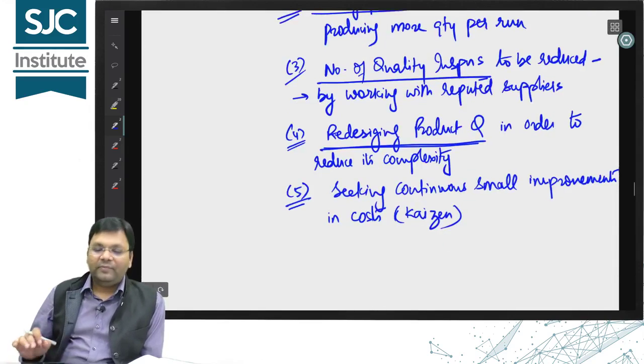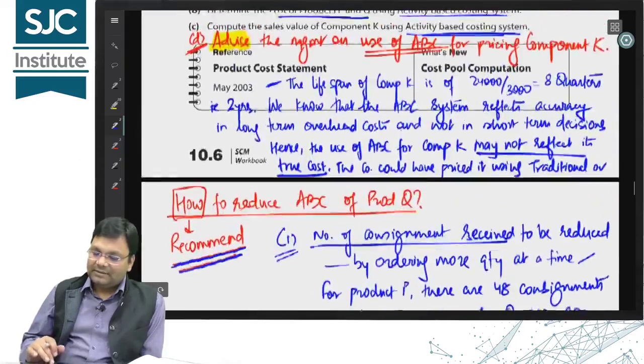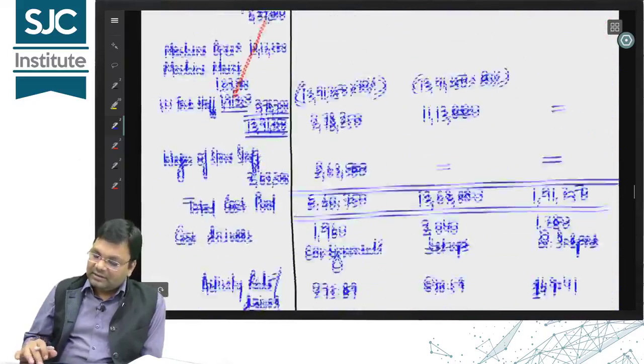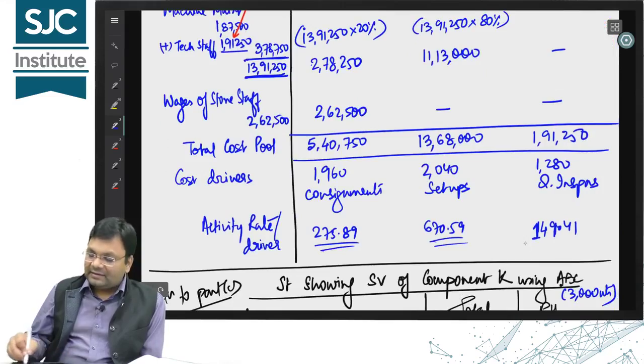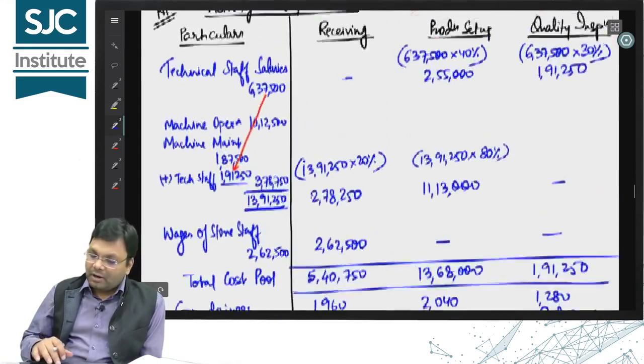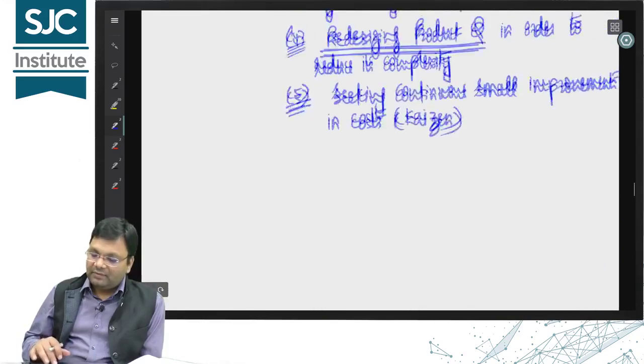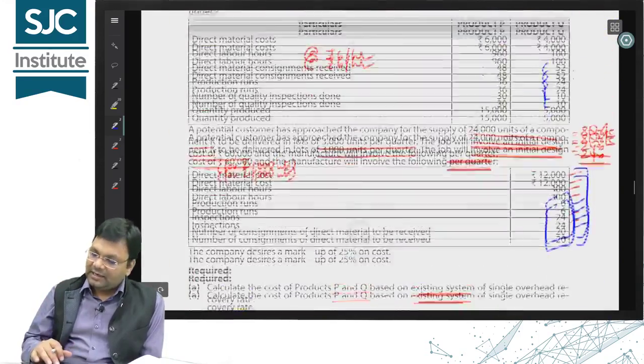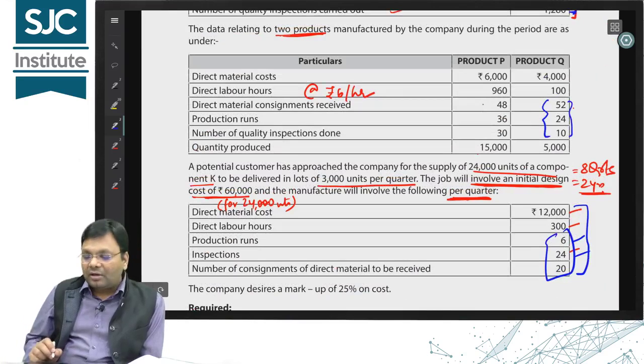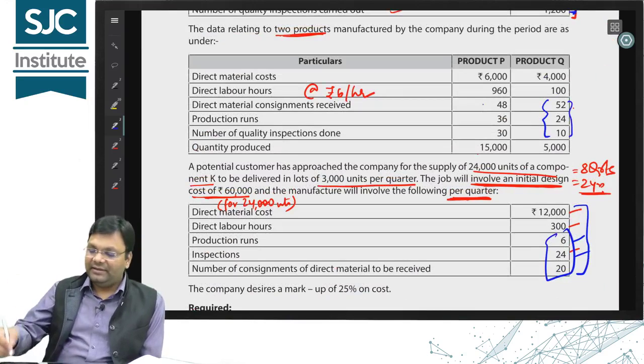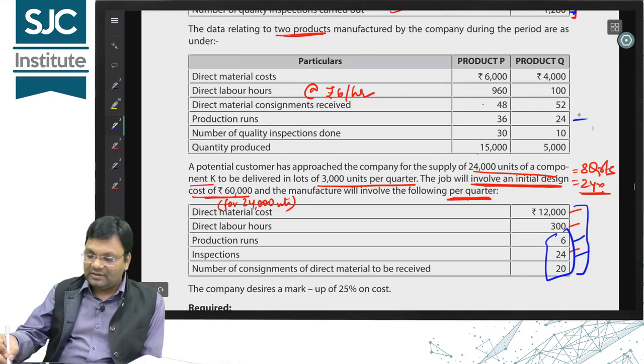Continuous small improvement in cost. Whatever activity-wise rate is there currently, the rates which we calculated to apportion the cost, on this we can seek some continuous improvement. Or we can seek continuous improvement in the volume of the drivers consumed. Maybe not much, but if we can reduce by even one unit, there will be some savings.